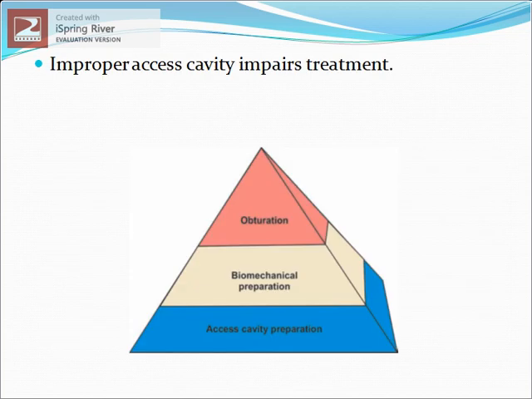Proper coronal access forms the foundation of the pyramid of endodontic treatment. Any improperly prepared access cavity can impair the treatment. This diagram shows us the importance of access cavity preparation and how it will affect the next steps, the biomechanical preparation and the obturation, and of course the overall success of root canal treatment.